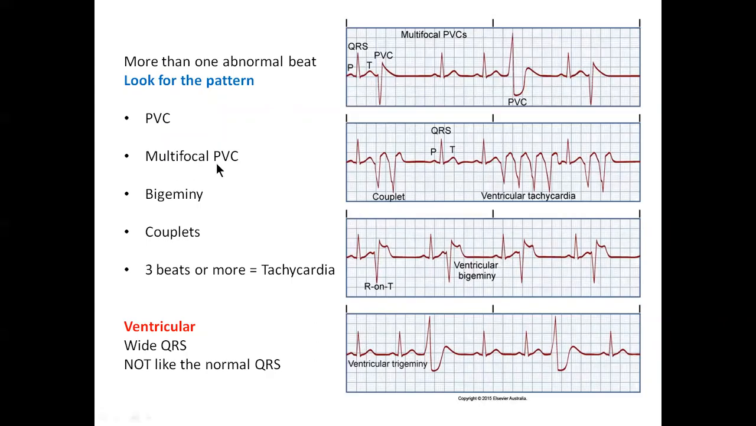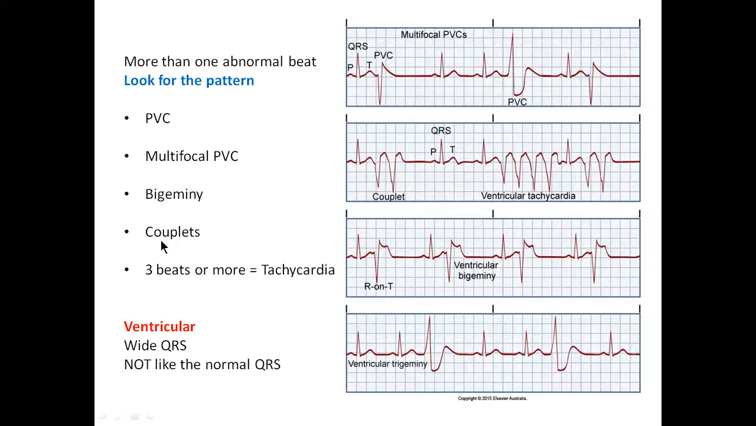So then we use this word, multifocal. Implication is that they arose in two different areas of the ventricle. Because if it arose from the same place, it will have the same morphology or the configuration. Okay, so now you learned another word, multifocal premature ventricular contractions. Okay, the next concept is bigeminy. What that means is you have one normal beat followed by a PVC, one normal beat followed by a PVC. And this pattern is called ventricular bigeminy.